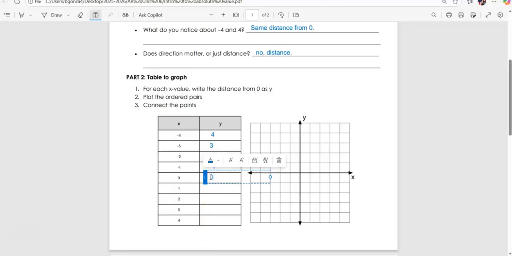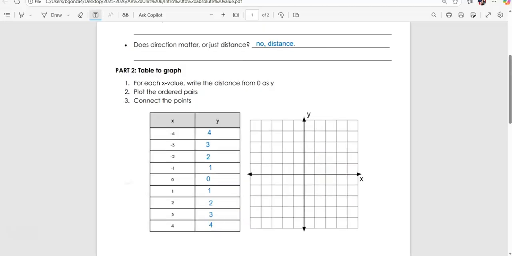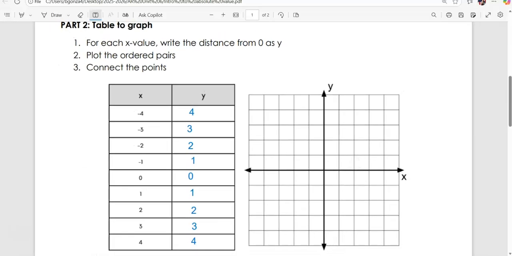0 is 0 away from 0. 1 is 1 away from 0. 2 is 2 away from 0. 3 is 3 away from 0. 4 is 4 away from 0. Again, you're just like counting the numbers to 0. What do you notice about all these values? Again, they're all positive.